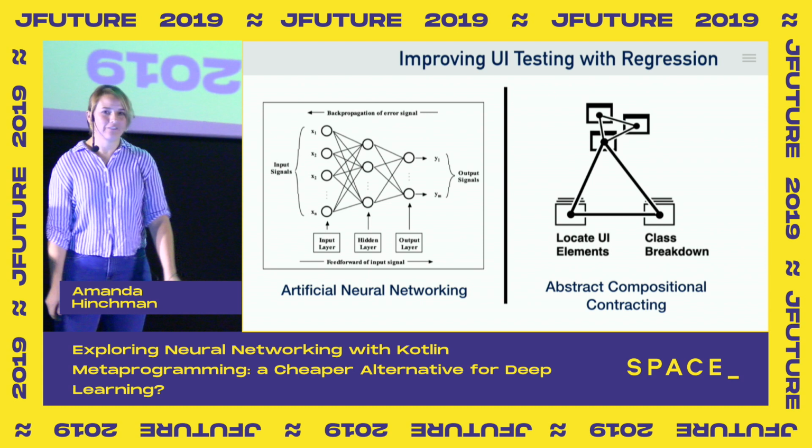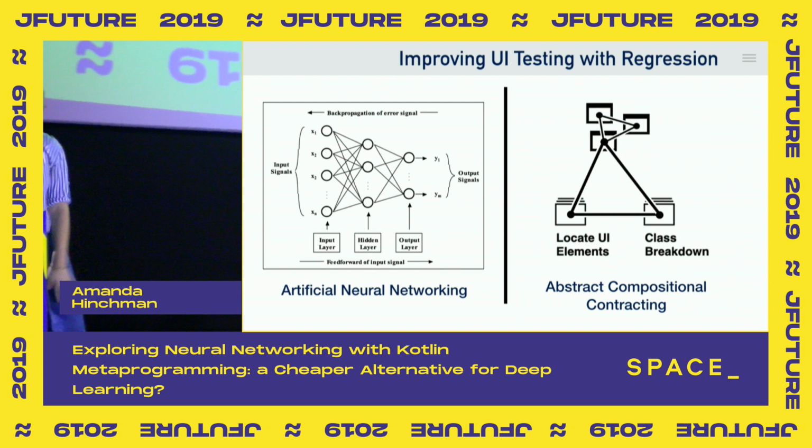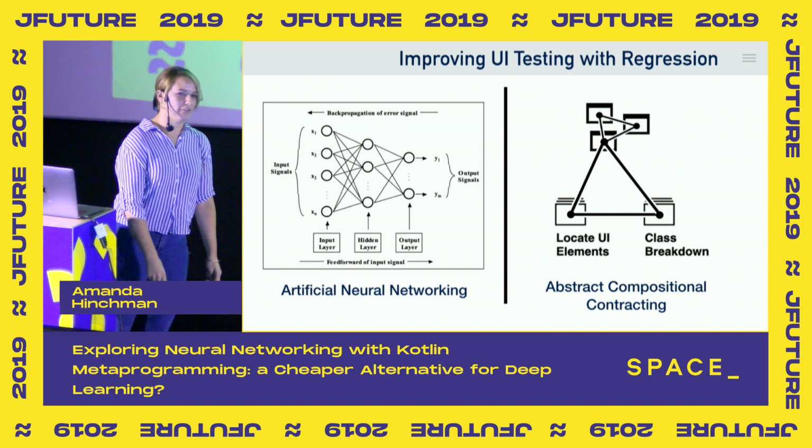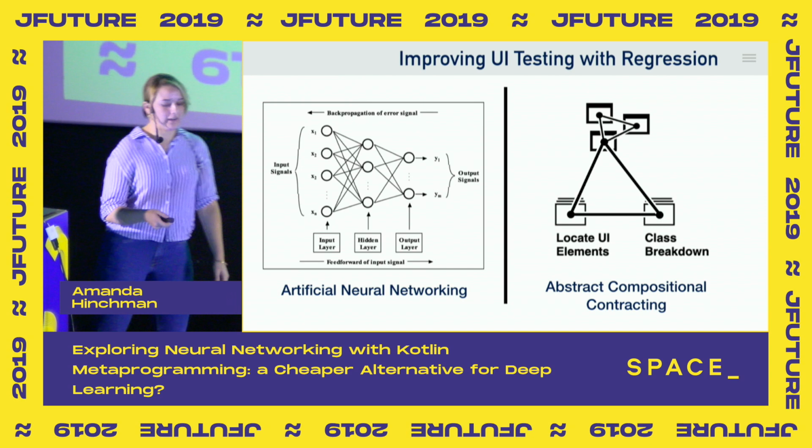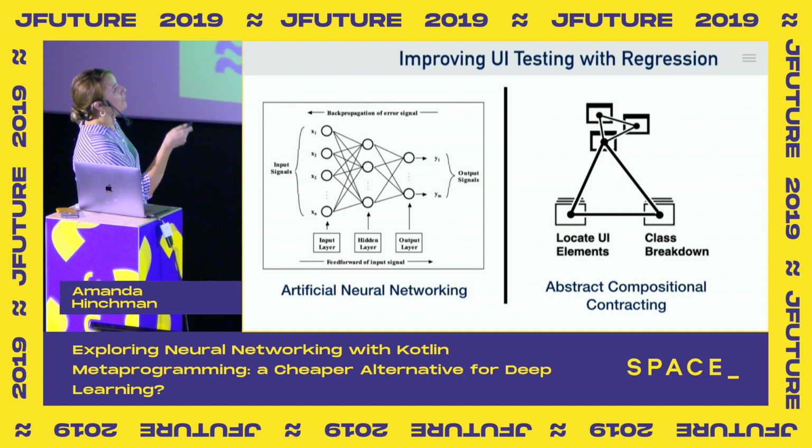And I started looking into some of the artificial neural networking. There are so many papers, they're like 40 pages long. It's crazy, it's crazy complicated. The idea, though, is that you have an input layer, a hidden layer, and an output layer. No one knows what's really happening here, but I intend on finding out.